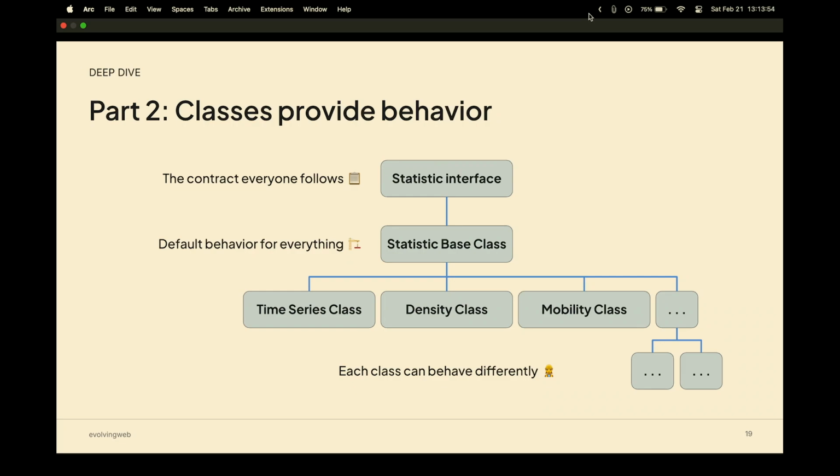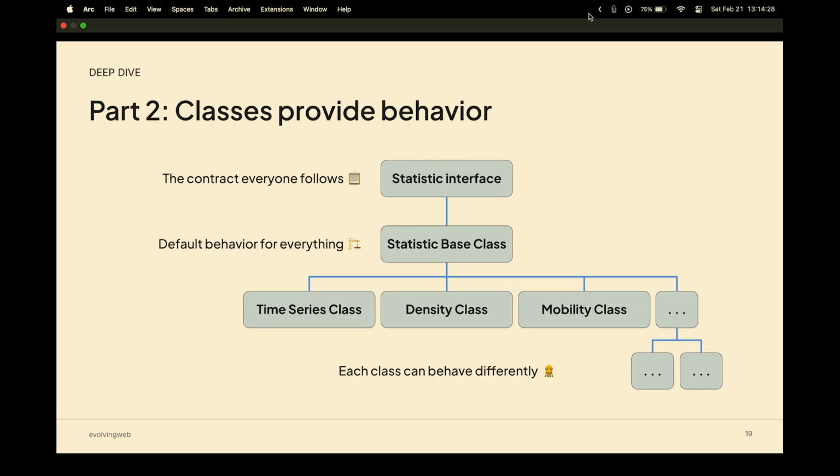Then we would have the base class, the statistic base class. This first class is going to implement all of the statistic interface methods. It's going to provide all of them, as we have a strong base class for the other ones that are going to come below it. So the base class basically defines all the default behavior for everything.